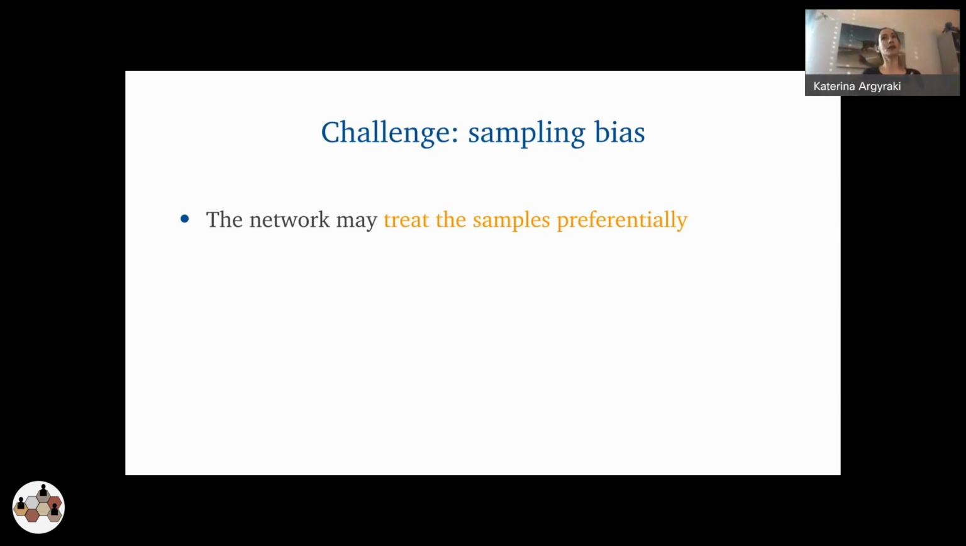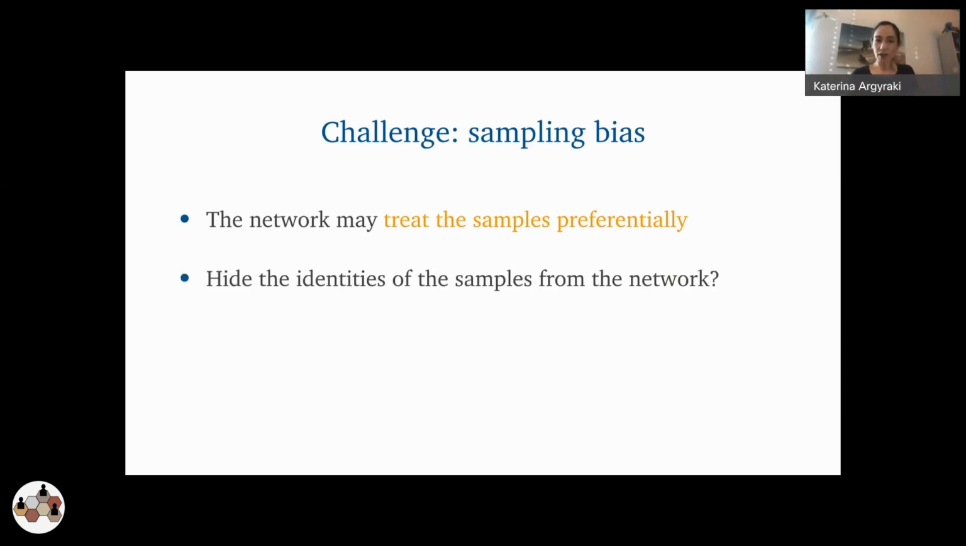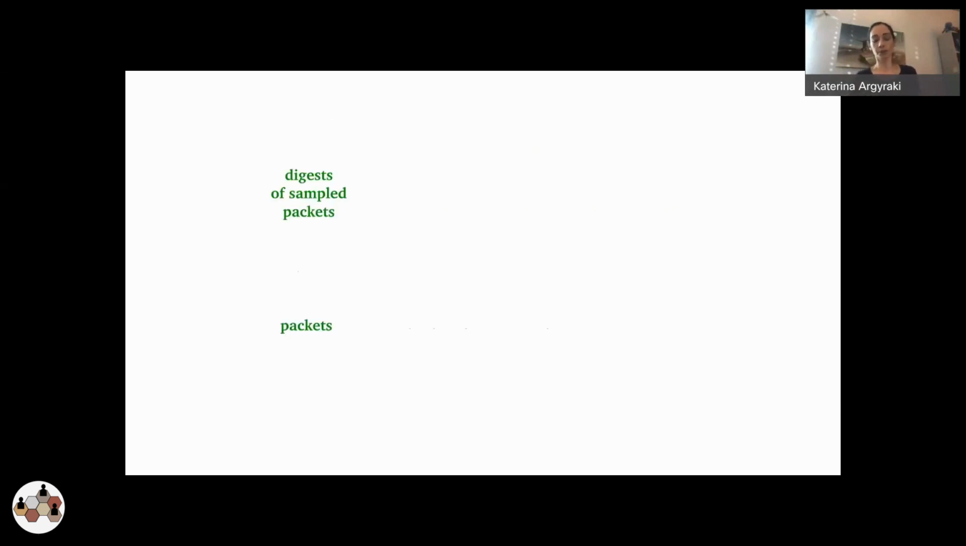So what do we do in the restaurant case? We hide the identity of the food critic. Can we do that in this case? Can we hide the identities of the sample packets from the network? Not quite, right? Because in this case, it is the network that does the sampling and the reporting. So we cannot quite hide which the sample packets will be. But here's what we can do.